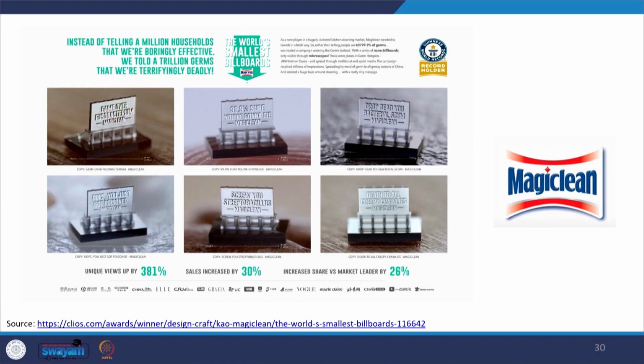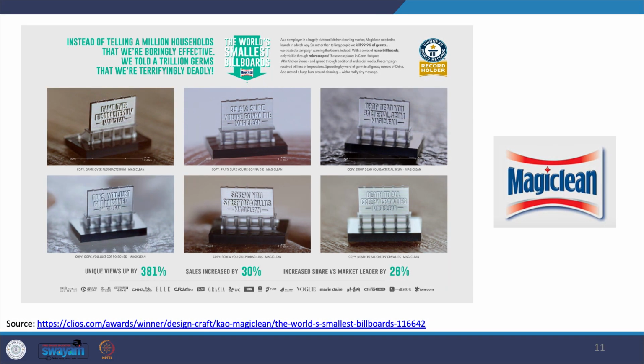So I hope you enjoyed looking at this video. This has been given the Guinness World Record for the world's smallest billboard. Instead of telling a million households that we are boringly effective, we told a trillion germs that we are terrifyingly deadly. I hope you got this perspective by looking at this video.